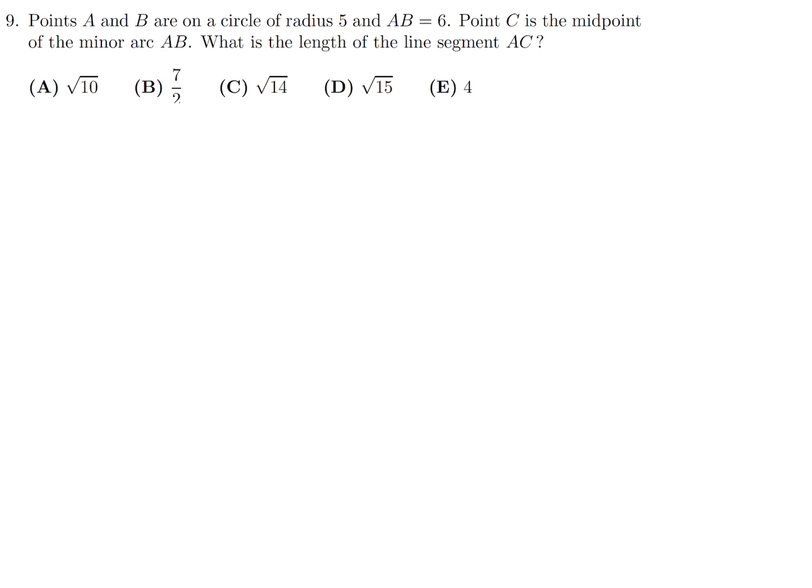Points A and B are on a circle of radius 5 and AB is 6. Point C is the midpoint of the minor arc AB. What is the length of segment AC?